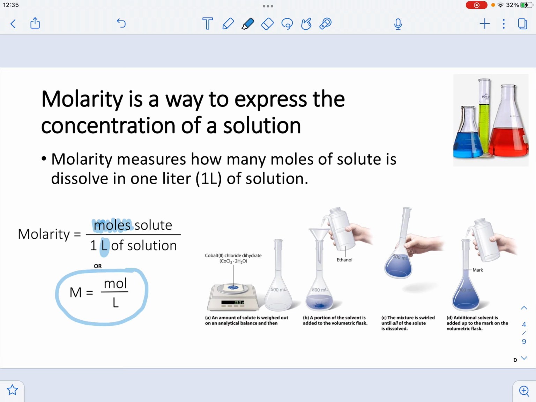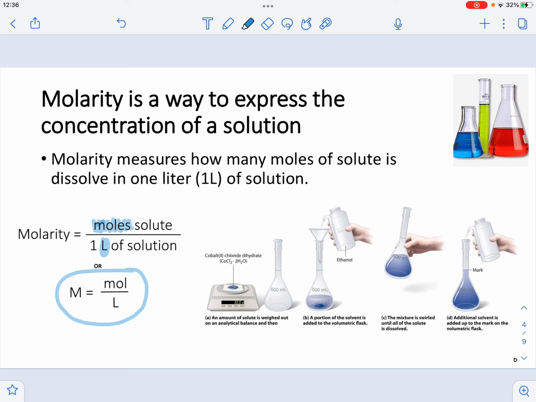Here in the bottom right side of the slide, we have an example of making a cobalt(II) chloride dihydrate solution in ethanol. It is done in the following way. First, you measure the amount of solute. As you can see in the top loading balance, 10.0 grams of cobalt(II) chloride dihydrate have been measured. In this example, we're trying to make a 500 milliliter solution of that cobalt(II) chloride dihydrate.